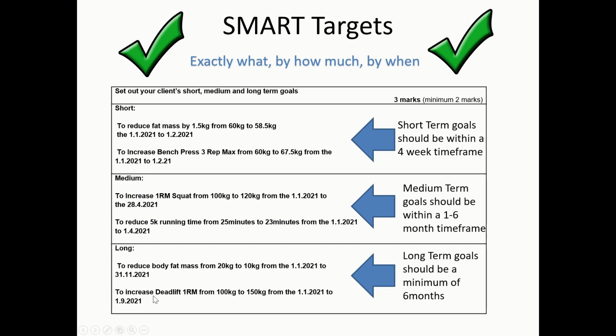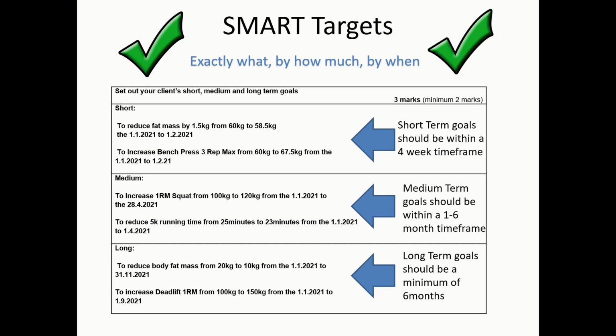Okay, we've said exactly what we want to do, which is to increase the strength of our deadlift 1 rep max, and we've got the right amount of time in which to do that, and therefore all of the SMART target acronyms have been met, and therefore this would achieve full marks in your learner achievement portfolio. So hopefully those examples there have given you some ideas of some of the goals which your client may wish to apply to their program.